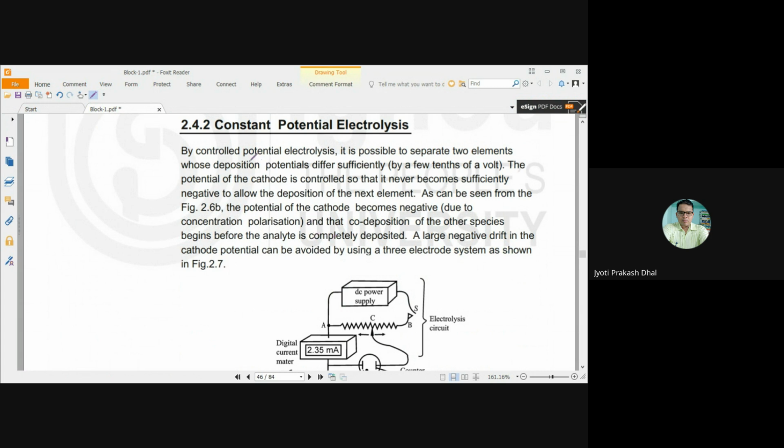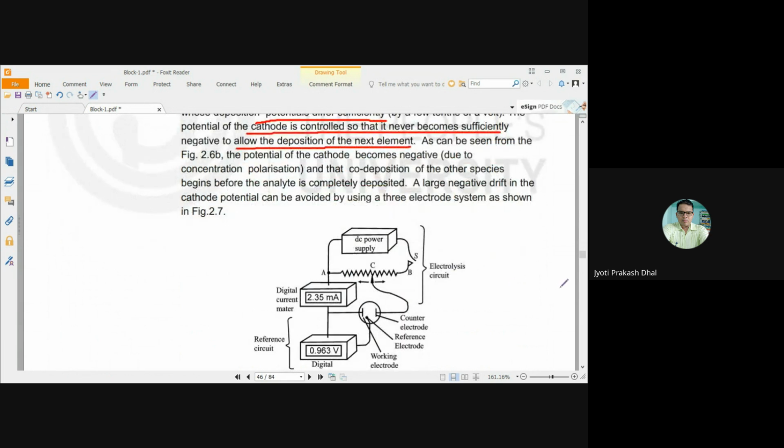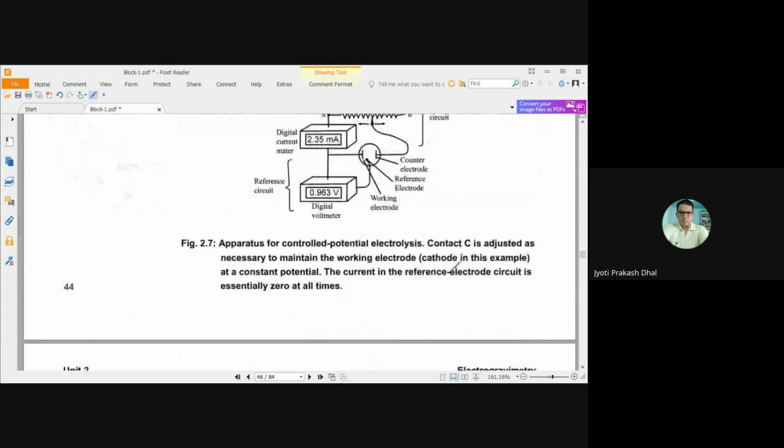By controlled potential electrolysis, it is possible to separate two elements whose deposition potentials differ sufficiently. The potential of the cathode is controlled so that it never becomes sufficiently negative to allow the deposition of the next element. So when two metallic ions are in the solution, only one metallic ion will be reduced and deposited, but the next metallic ion will never deposit, as can be seen from figure 2.6b.